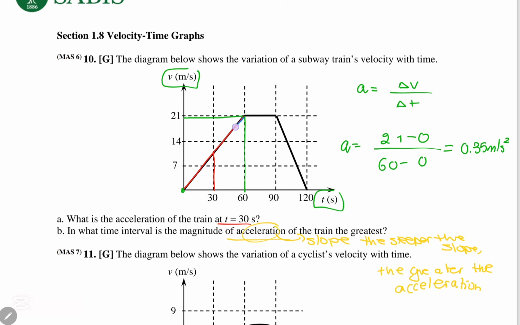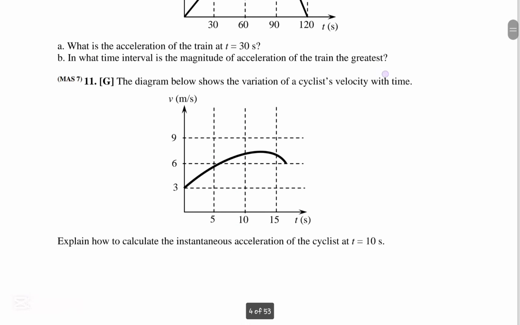So looking at the 3 segments, we have this segment, and this segment. This segment is the steepest out of all of them. So this segment would have the greatest magnitude. Keyword is magnitude. Pay attention. It matters if it's positive or negative, but they want magnitude. So the steeper the slope, the greater the acceleration in terms of magnitude, okay? So now we'll move on to question 11.